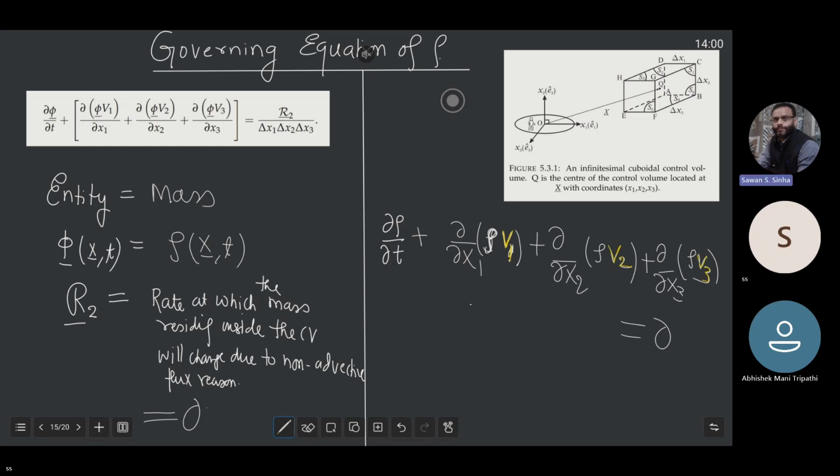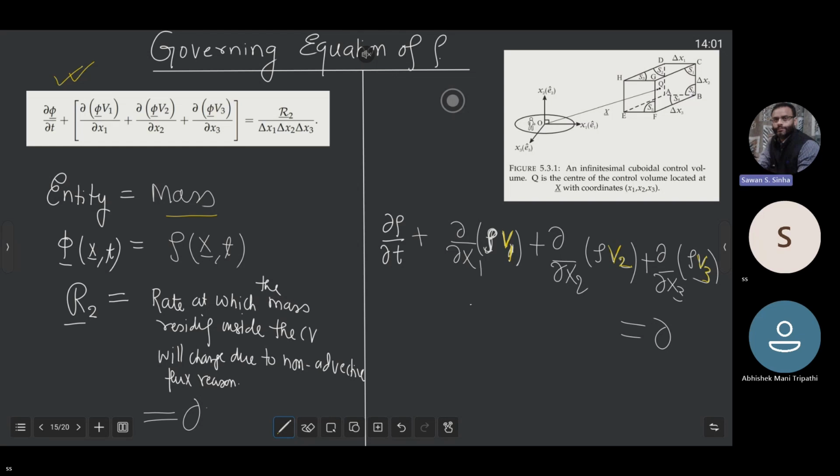So using the differential form of RTT, I was trying to derive the equation for density. So this is the differential form of RTT. I want to choose the entity to be mass. The corresponding phi becomes density, becomes a scalar.